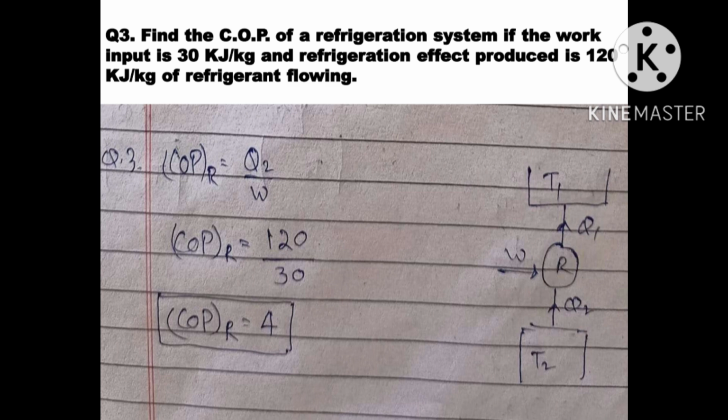Now let's see question number 3. Find the COP of a refrigeration system if the work input is 30 kJ per kg and refrigerating effect produced is 120 kJ per kg of refrigerant flowing. So we are given the work input as 30 kJ per kg and refrigerating effect as 120 kJ per kg. We know the formula for COP of refrigerator equal to Q2 upon W. So we can find it out as 120 divided by 30, that is 4. So in this way we will calculate the value of COP of this refrigerator.